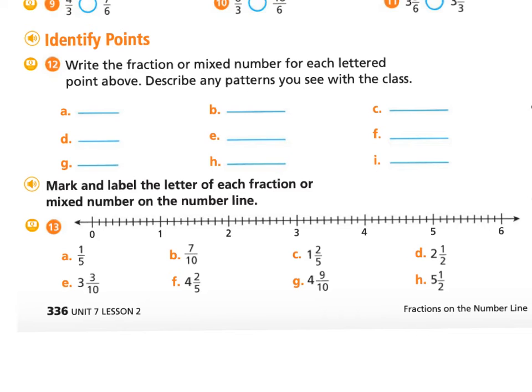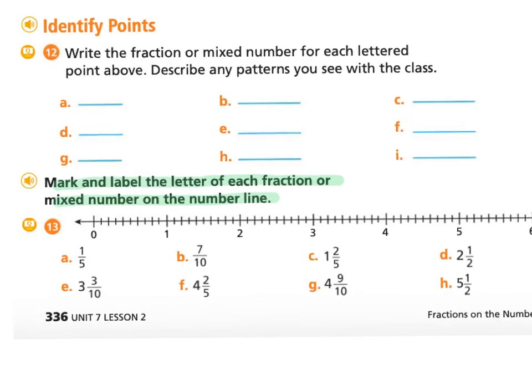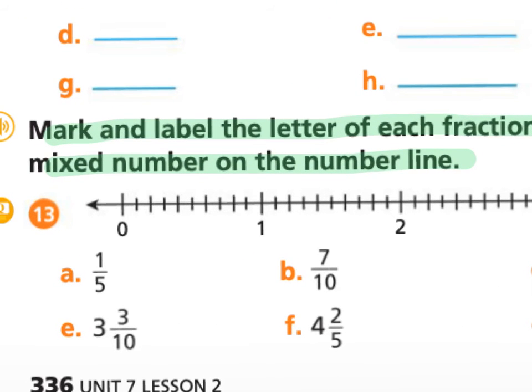Before we finish our lesson today, I'd like us to do the last section on page 336. It tells us to mark and label the letters of each fraction or mixed number on the number line. Now, instead of creating the mixed number or improper fraction, you're going to be placing a point on your number line. Let's look at A. A is asking me to place a point at 1/5. I know that I haven't reached one whole yet because I don't see any whole numbers here.